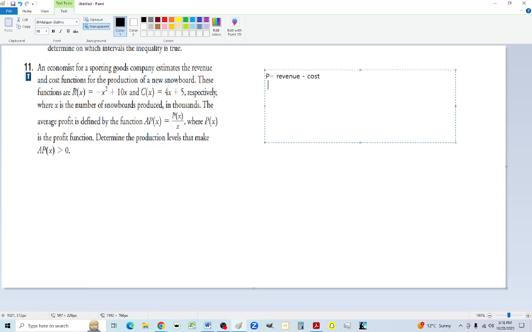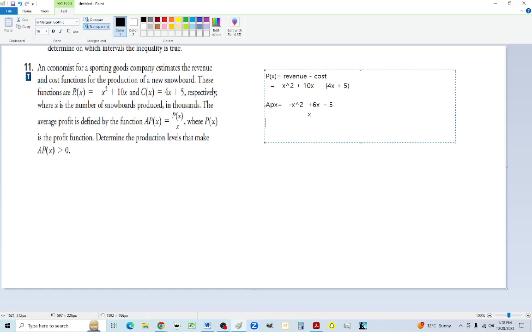Now they give us the revenue, and they give us cost. So we're going to look at profit as minus x squared plus 6x minus 5. And then it's all going to be divided by x, because that's what they say A(x) is. It's going to be the profit of x, which is what we just figured out, divided by x.